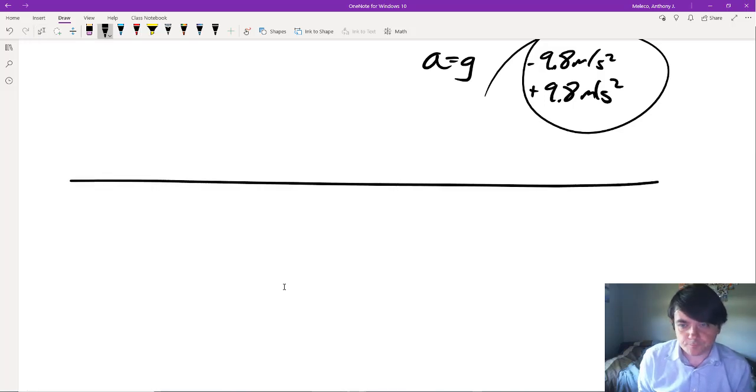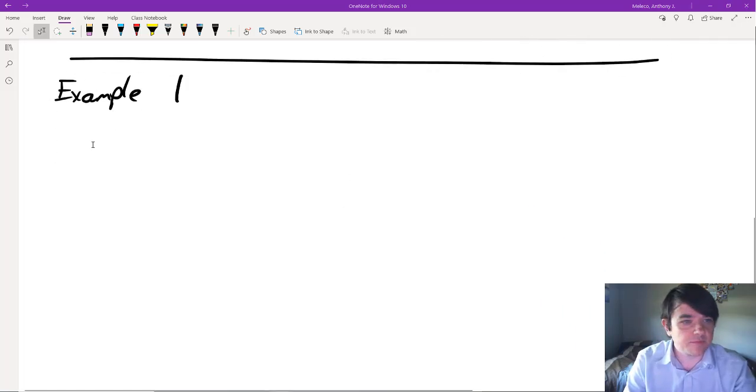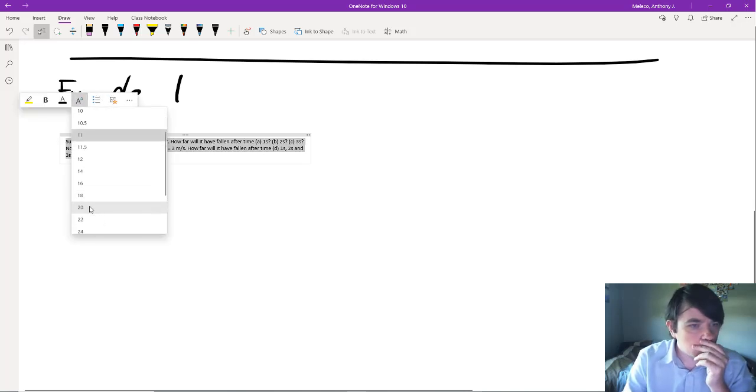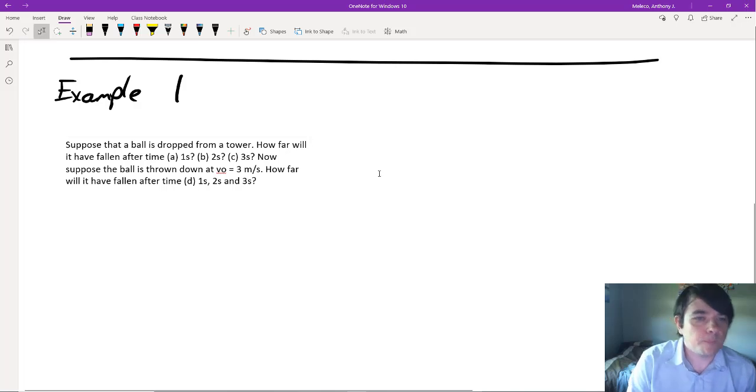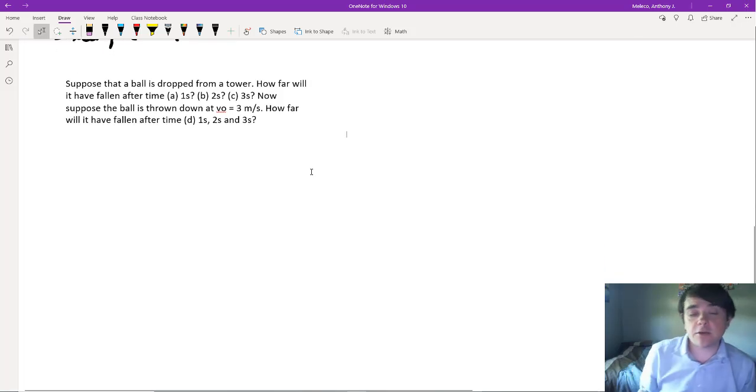So let's go ahead and start with example 1. Just a typical, the easiest type of example. Suppose a ball is dropped from a tower. How far will it have fallen after time 1, 2, 3 seconds? And then now suppose the ball is thrown down at a certain velocity, 3 meters per second. How far will it have fallen after time 1, 2, 3 seconds?